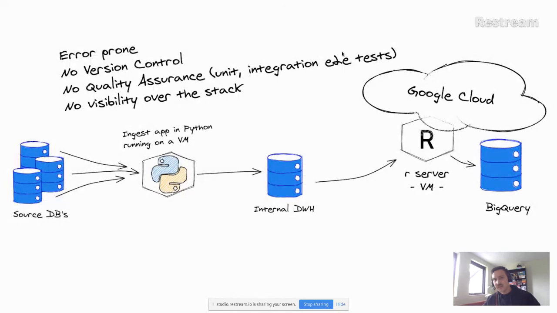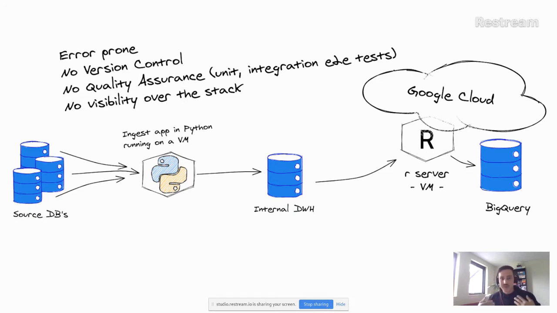And this ingest application, or better yet, this ingest pipeline, had a couple of issues. It was very error prone. There was no version control. There was also no quality assurance over the stack. So there were no unit tests, no integration tests, also no end-to-end tests for any of the components. Well, there was a little bit of version control in the case of the Python applications, which was put into GitHub somewhere, but that's it.